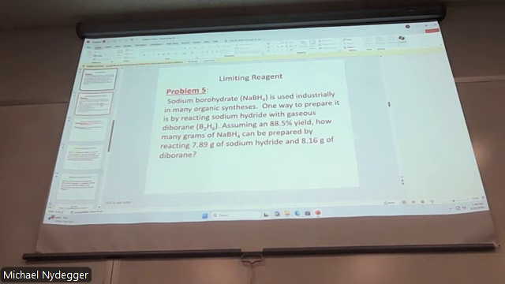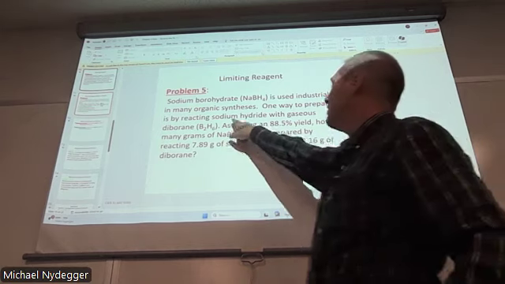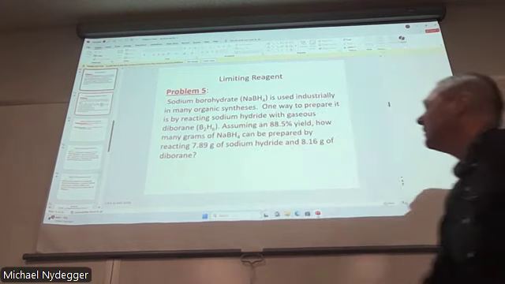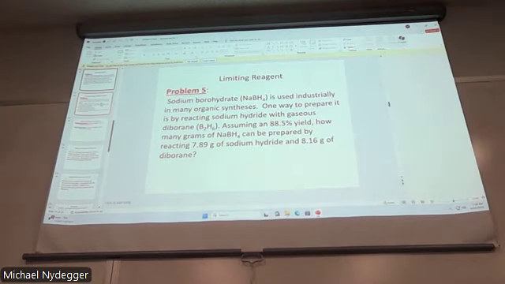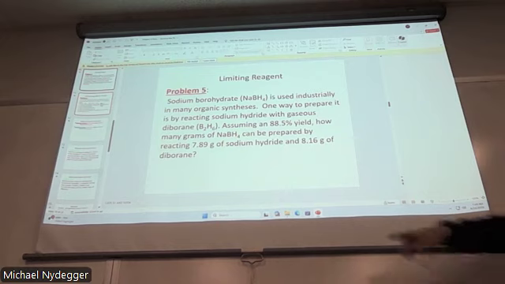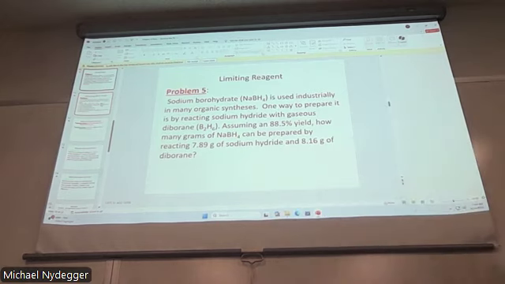Be amazing. All right, so we've got to come up with a balanced equation, right? We're going to take the diborane, B2H6, and react it with sodium hydride. This is something kind of unusual: in this case, hydrogen has a -1 charge. Those are hydrides. And what we're going to end up getting is sodium borohydride.